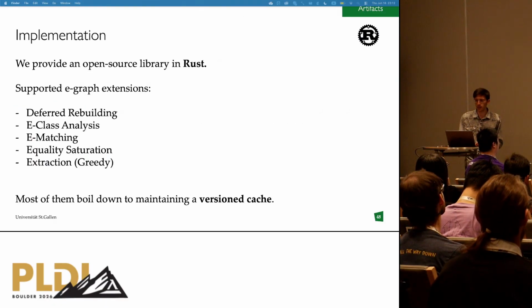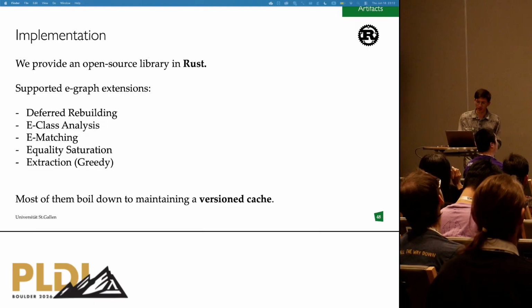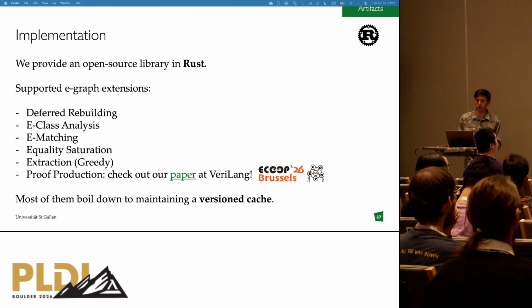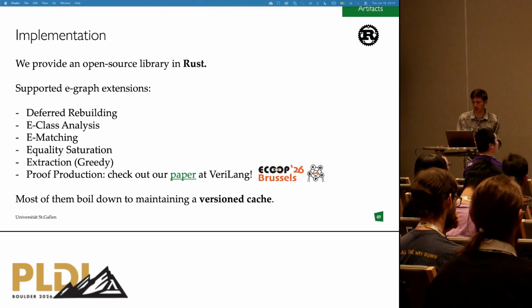And the second artifact is an implementation, which is an open source library in Rust, where we support most common E-graph extensions like the fair rebuilding, E-class analysis, e-matching, saturation, and extraction. And the insight is that most of them actually boil down into maintaining some kind of version cache. Moreover, recently we explored versioned proof production, which is to appear as a paper in 2 weeks.